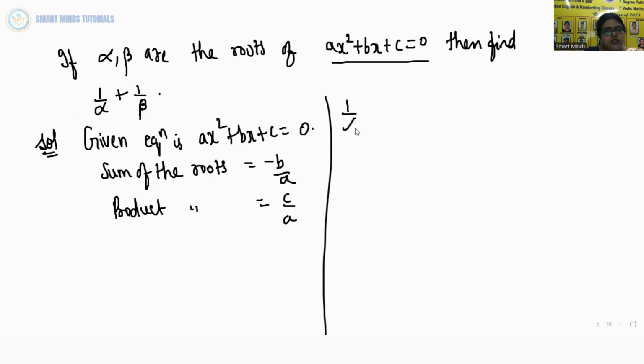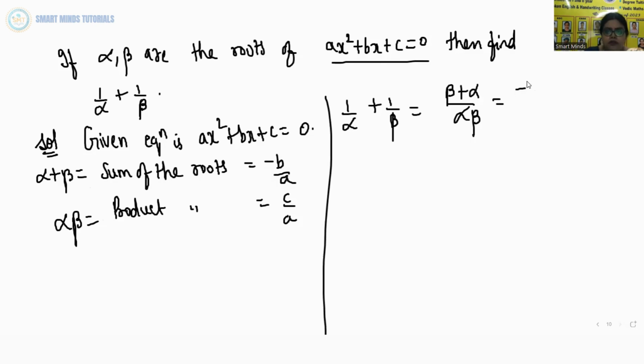So he is asking us to find 1 by alpha plus 1 by beta. If you take the LCM, you get (beta plus alpha) by alpha beta. Beta plus alpha is the same as alpha plus beta, so this is alpha plus beta and this is alpha beta. So the alpha plus beta value is minus b by a, divided by c by a. We can cancel a and a. So the answer is minus b by c.